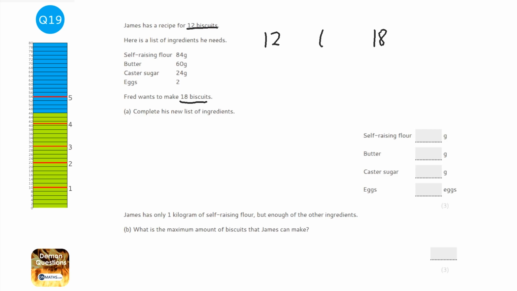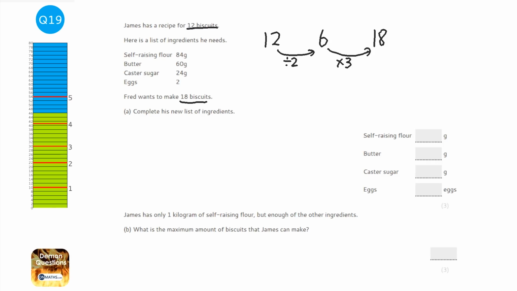So what I'm going to do is I'm going to go to 6 first. I'm going to divide the 12 by 2, so halve it, and then I'm going to times the 6 by 3. And that will get me to 18. Now, some of you might think, well, why can't we just add 6? Proportion doesn't work with adding or subtracting. You've got to times or divide to keep everything in proportion.